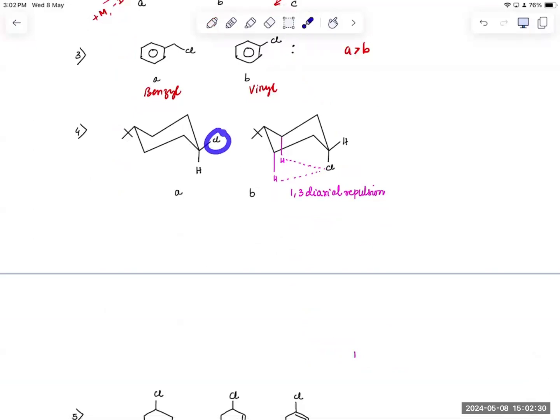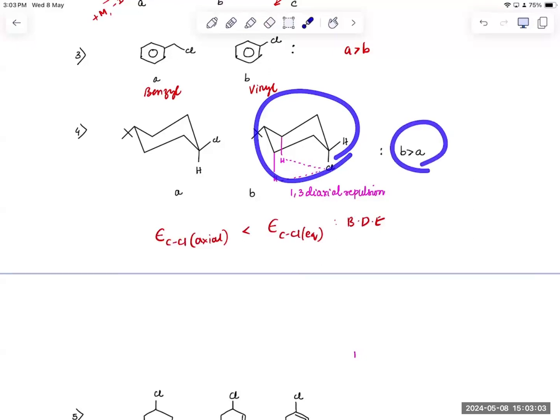Next. If you notice Cl here and Cl here, just now we have learned that due to diaxial repulsions, this chlorine bond will be broken more easily. So remember that the C and Cl bond of axial will require less energy compared to that of the C and Cl bond of equatorial. This is bond dissociation energy. Because of which I can say which one is more reactive here. So if you notice, B is more reactive than A. Okay. Axial is better than equatorial.